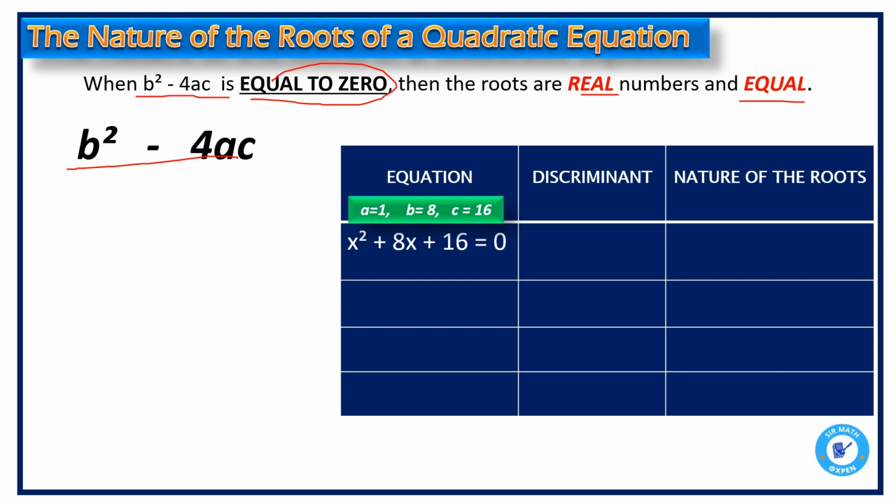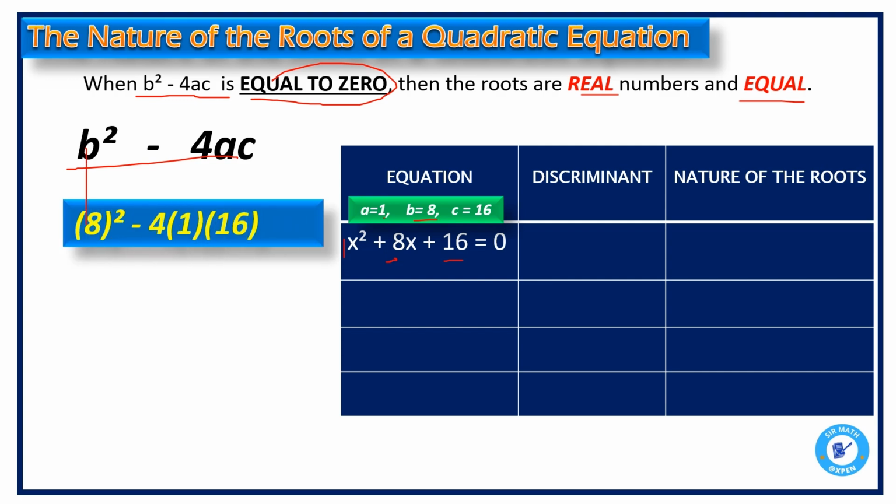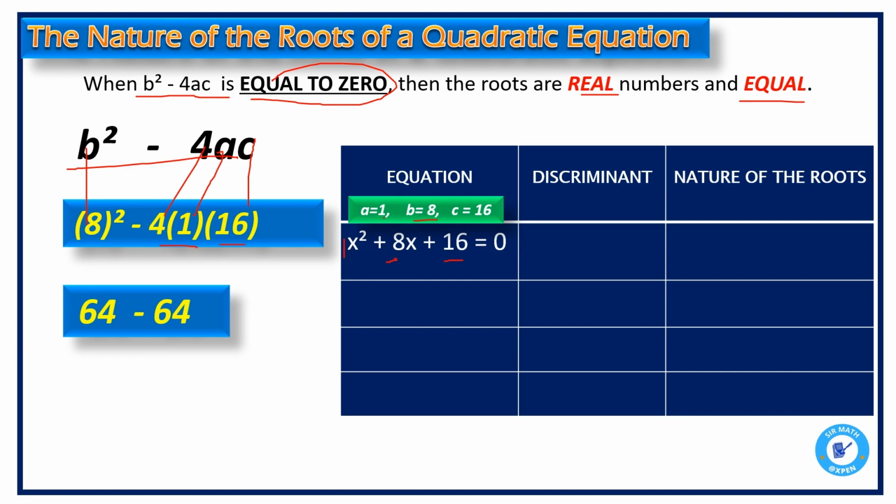Of course, we need to identify the value of your a, that's 1. Your b is 8, and your c is equal to 16. Then simply substitute. Your b is 8, your a is 1, and your c is 16. 4 is a constant number. Just simplify. 8 times 8 is 64. And negative 4 times 1 is 4, times 16 is also 64. And thus, our discriminant, if we subtract 64 by 64, is equal to 0.